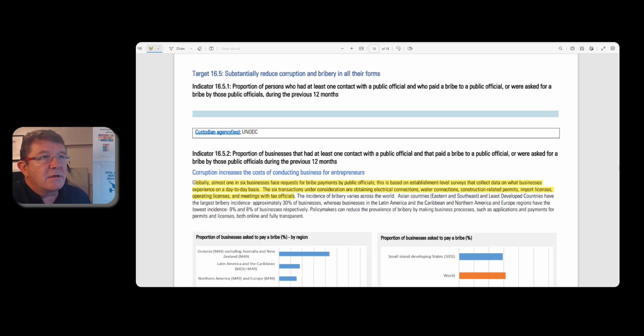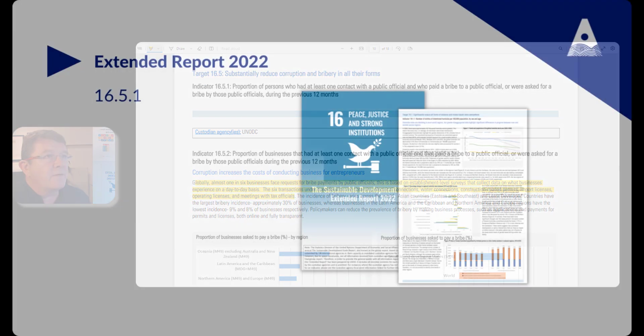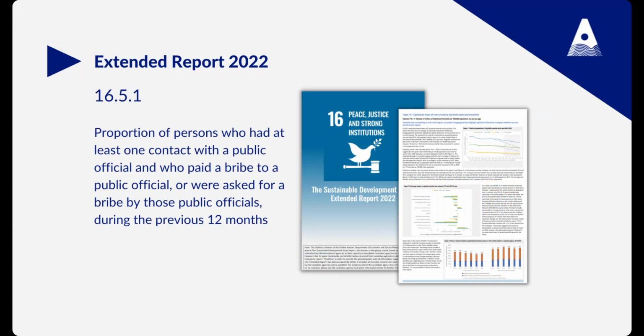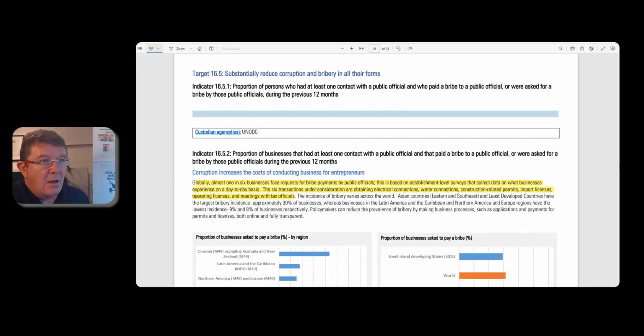Number of indicators here, indicator 16.5.1, proportion of persons who had at least one contact with a public official who paid a bribe to a public official or were asked for a bribe by those public officials during the previous 12 months. No data here, and possibly this is to do with the fact that gathering information in relation to corruption is a difficult task, and you'll see in some of the later material a discussion on that and the issues around collecting information in relation to corruption and bribery.